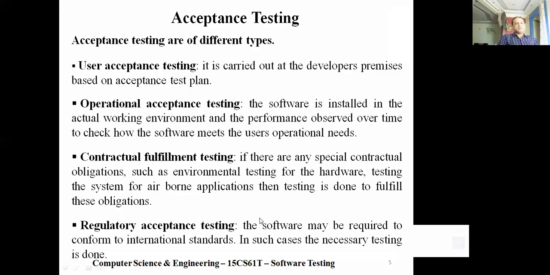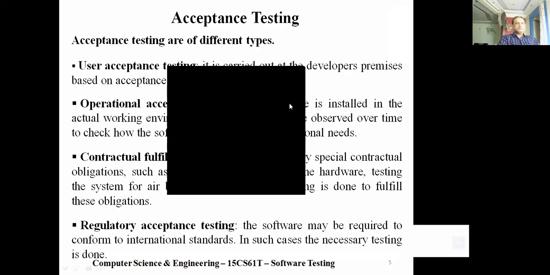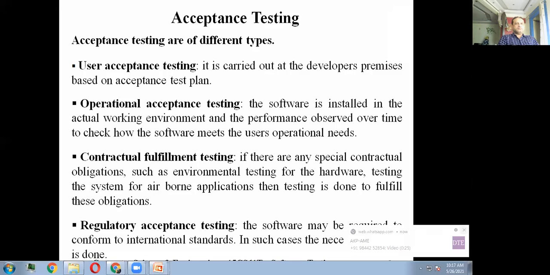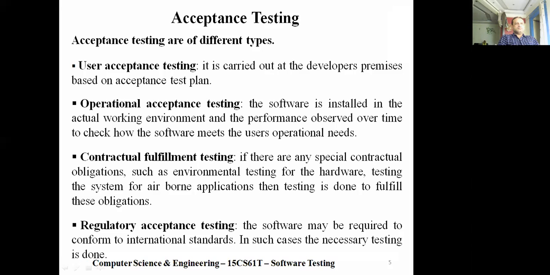Can somebody go through this? Acceptance testings are of different types. User acceptance testing is carried out at the developer premises based on the acceptance testing plan. Operational acceptance testing: the software is installed in the actual working environment and the performance observed over time to check how the software meets the user's operational needs.